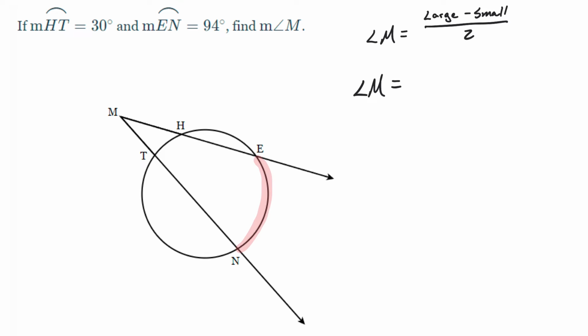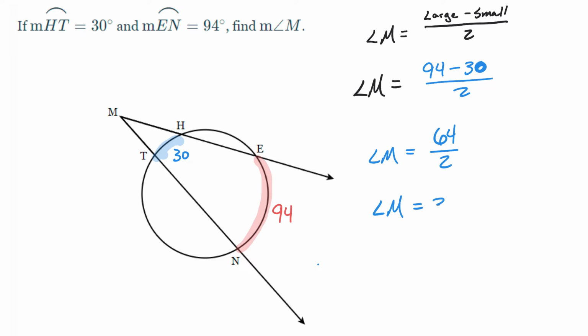So our information tells us that the arc has a measure of 94 degrees. That is the larger of the two arcs. And TH has a measure of 30 degrees. So just like the formula says, what we need to do is take the larger of the two arcs, which is 94, minus the smaller of the two arcs, which is 30, and then divide by 2. 94 minus 30 is 64, divided by 2. So the measure of angle M is equal to 32 degrees.